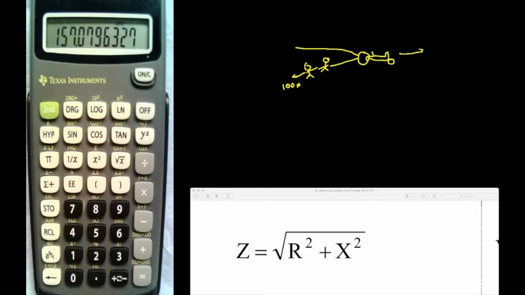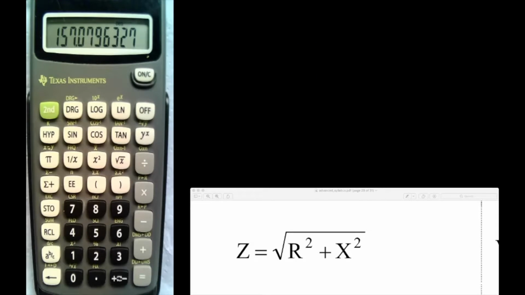Tractor's going in that direction, and you've got another couple of guys going this way. You've got 100 newtons there. You can't just add 100 and 100, because the resultant force is not 100 plus 100. You have to take into account the vector, in other words, the direction. And so you have to use some trigonometry, some Pythagoras, to figure out what the resultant force is going to be.